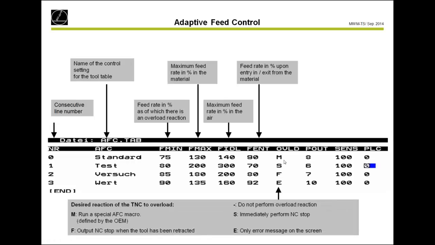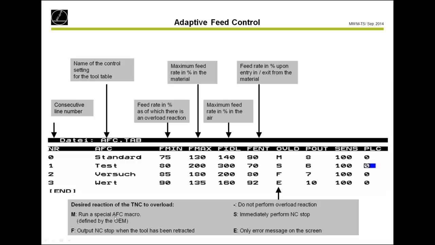The column overload, OVLD: here we can define what the control should do when it needs to go with the feed rate under the F minimum. So you see the feed rate in percent as of which there is an overload reaction. When we need to go under the defined F min feed rate, then the control will make the overload reaction that we define here.